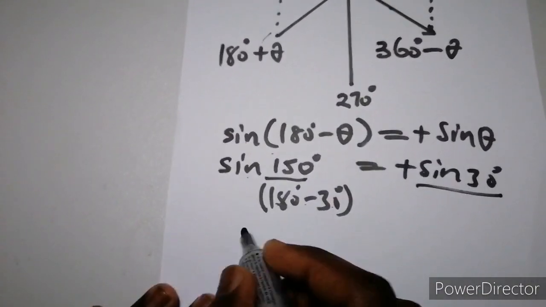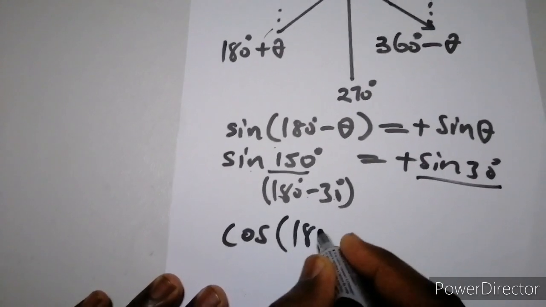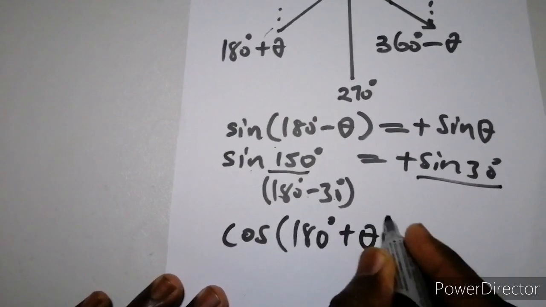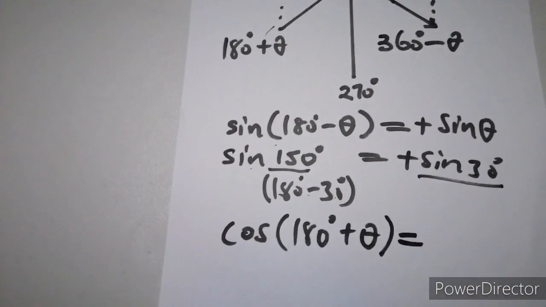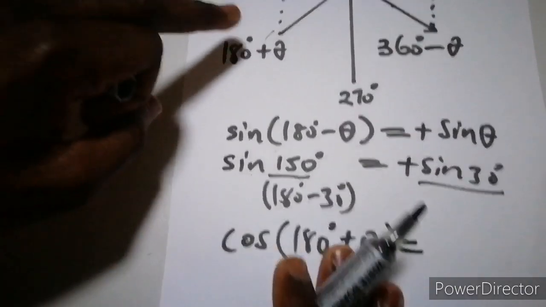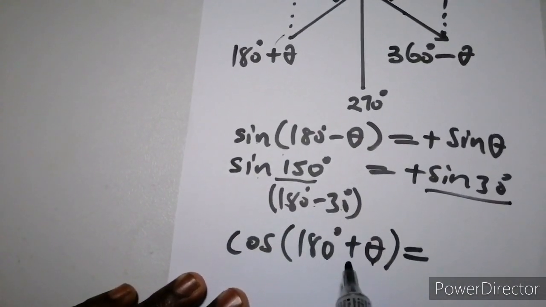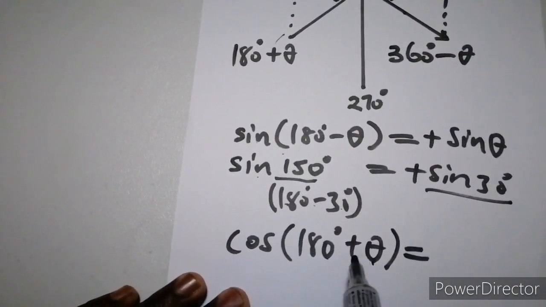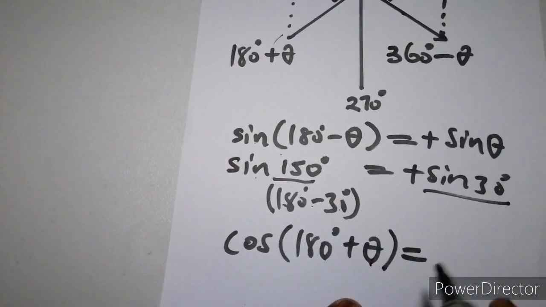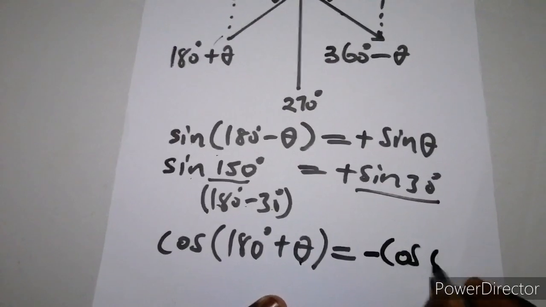Now again, let's say we have the cos of 180 plus theta. Now, in which quadrant is 180 plus reference angle theta? In the third quadrant. Now we're going to think about this function. Is this function positive or negative? No, it is not positive, it is negative. Negative, the cos of an acute angle.